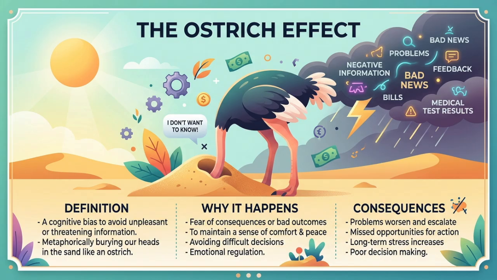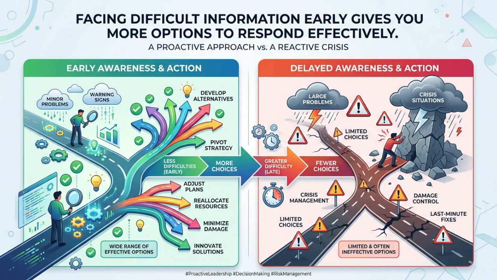The next bias is the ostrich effect. And it's pretty much what we can figure out. It describes our tendency to avoid negative information by metaphorically burying our heads in the sand. So when faced with uncomfortable facts, such as declining investments or a health symptom you'd rather not know about, we sometimes choose to look away and ignore it. Ignoring problems rarely makes them go away. Facing difficult decisions early gives you more options to respond effectively.